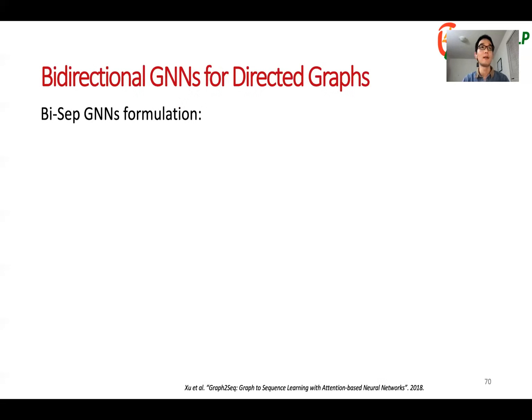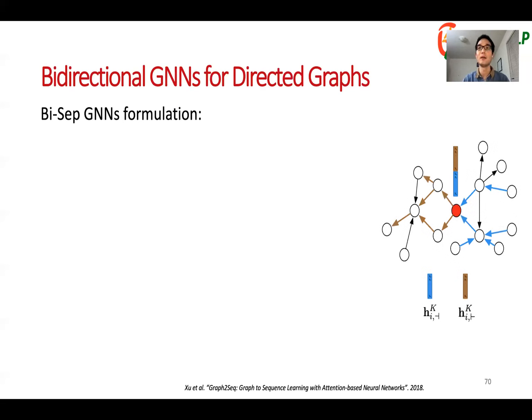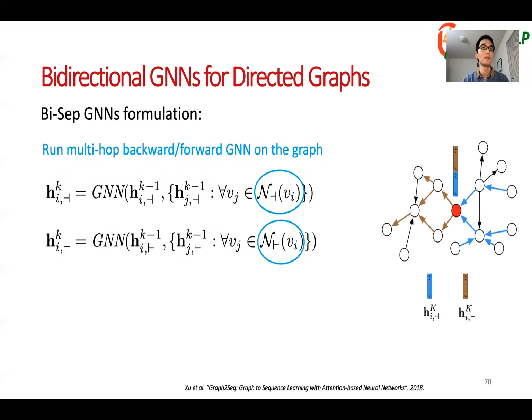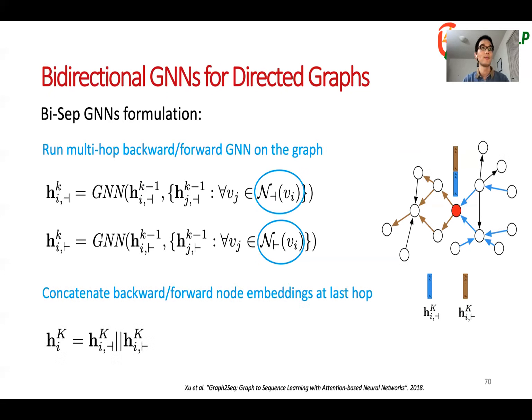Now let's talk about the bidirectional GNNs for directed graphs. We summarize two variants of bidirectional GNNs. The first one is called the BiSep GNN. BiSep GNN works similar to the famous BiLSTM model. It first runs multi-hop backward and forward GNNs on the graph, and then it concatenates the backward and forward node embeddings at the last hop.